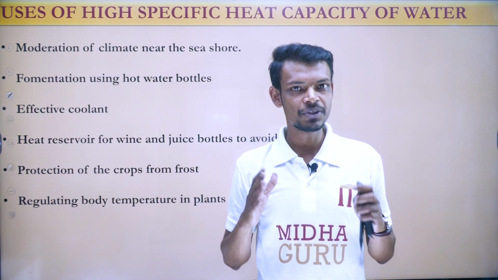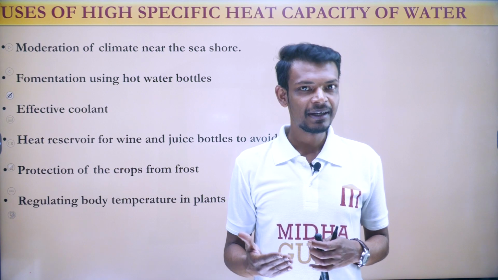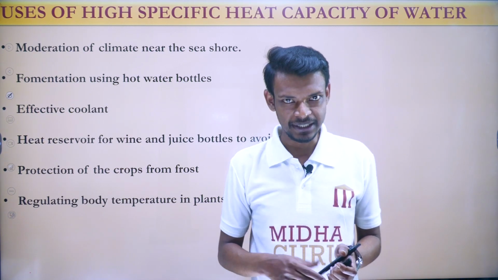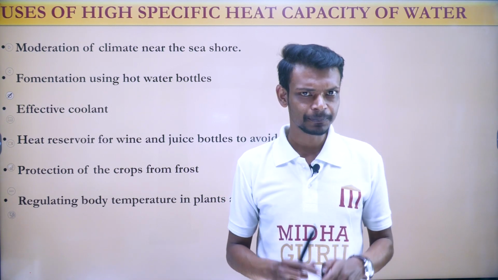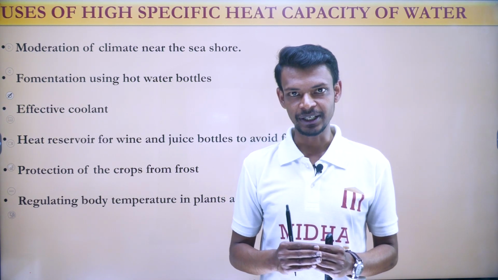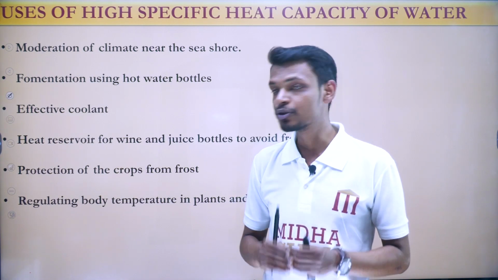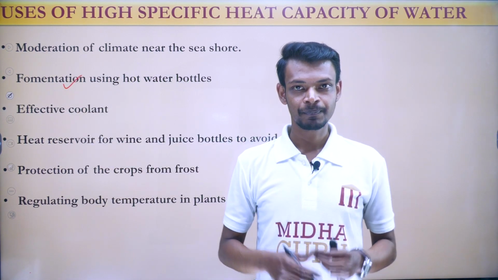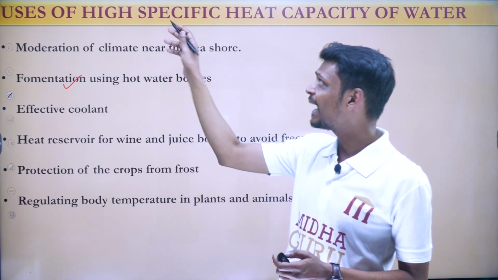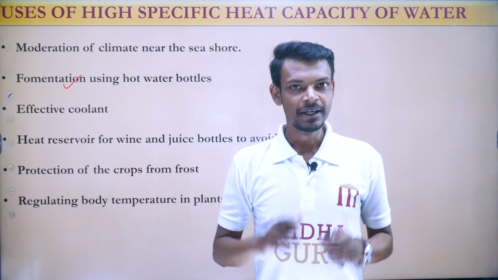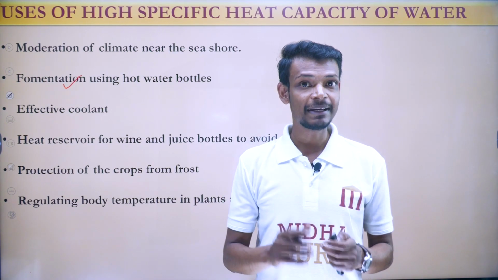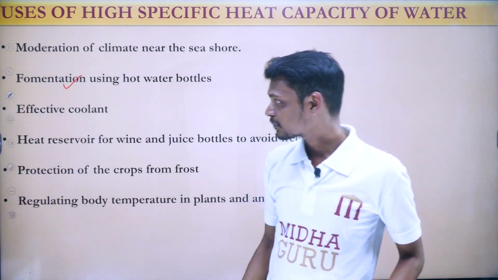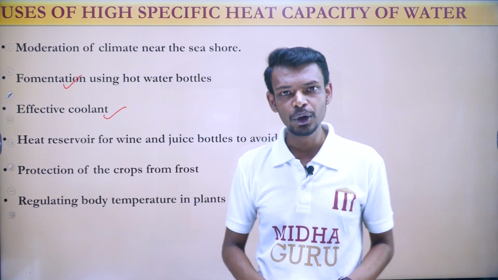We have hot water bags which are used to ease pain. Let's say if you have abdominal pain or some pain in a muscle sprain, for example, then we use hot water bottles, and that relieves the pain actually. So relieving the pain using hot water bottles or warm water is called fomentation. And this fomentation is possible because of the higher specific heat capacity of water. Due to the higher specific heat capacity of water, it remains hot for a longer time period and it helps in relieving the pain.